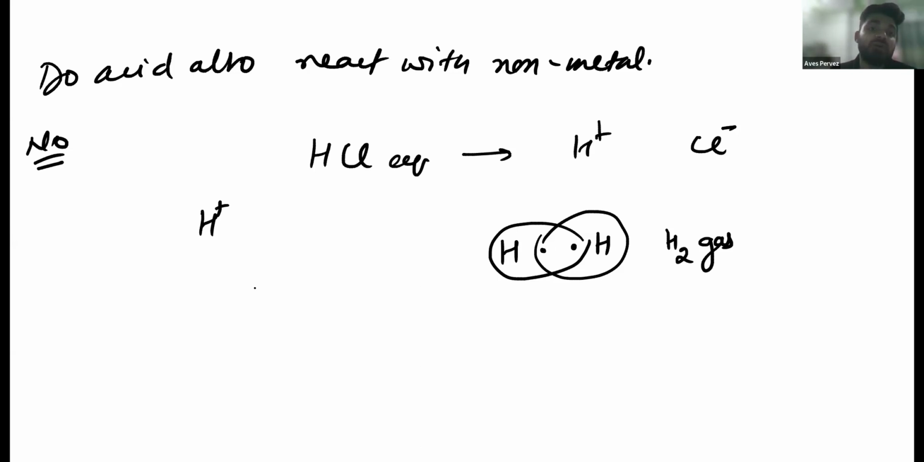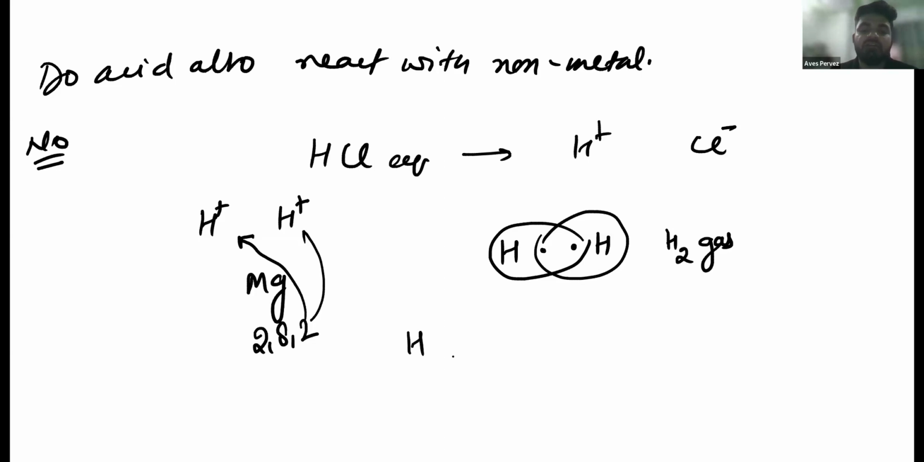And metals are good donors of electrons. Metals can easily donate electrons. For example, if I'm having magnesium, it is going to have Mg2+ electronic configuration. So if there are two hydrogen ions, one electron will go into this one and one electron will go into this one, and they form hydrogen atoms, and these hydrogen atoms together make hydrogen gas. So metals can donate electrons.